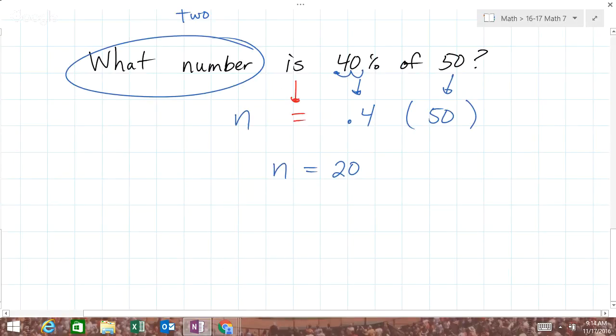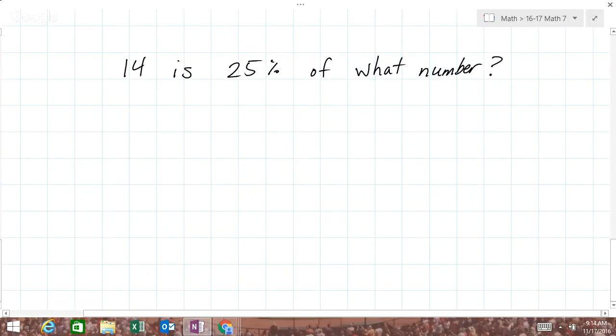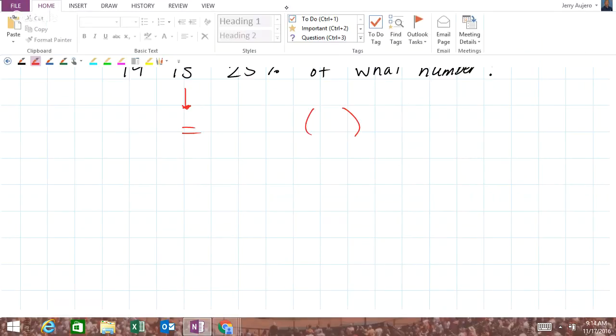So far, everything's worked, right? Okay, here we go. Here's the next one. 14 is 25% of what number? Okay, so the word we're always looking for first is. What are we putting in for the is? Equal sign. Of means multiply. So we're going to go and bring everything down now.